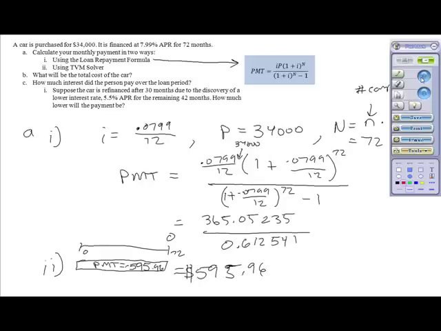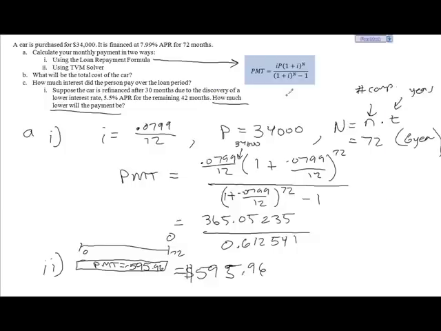And finally, we want to know, suppose the car is refinanced after 30 months due to the discovery of a lower interest rate, 5.5% APR for the remaining 42 months. How much lower will the payment be? Okay, so we got to focus on the question. We want to know how much lower will the payment be. So we need to know what the payment is.